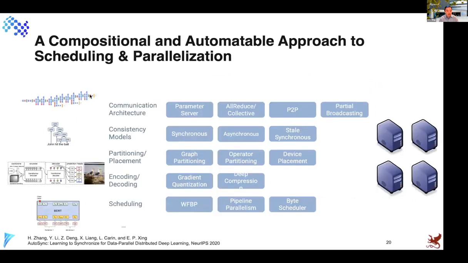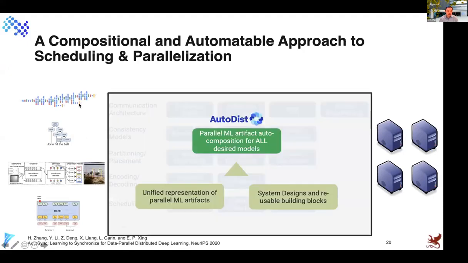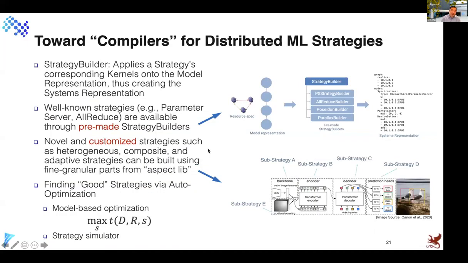When you have various different types of models, or maybe even a model with a very heterogeneous data structure, then what you can do is hopefully have a system automatically picking all these different components and come up with a strategy composition. So this is the idea behind what we would like to call a compiler for machine learning distributed strategies. And in our recent work, we implemented such an idea called a strategy builder, which basically takes as input a model representation and the resource representation, goes through this building process, and comes up with very optimized code to realize a distributed machine learning strategy.